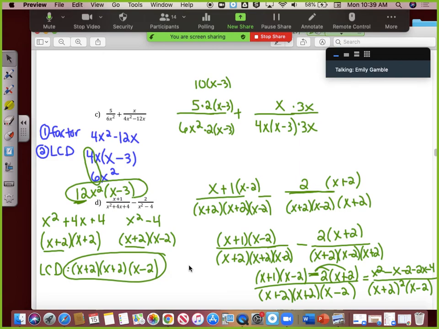I'm running out of space and time, but combining like terms, I can combine negative x and negative 2x and get x squared minus 3x. Negative 2 minus 6 is negative 6 here, all over that. Okay, so that was a lot. These questions are difficult and confusing.